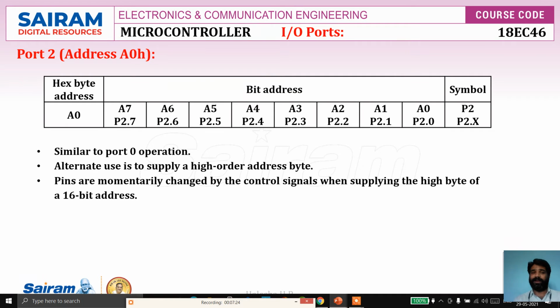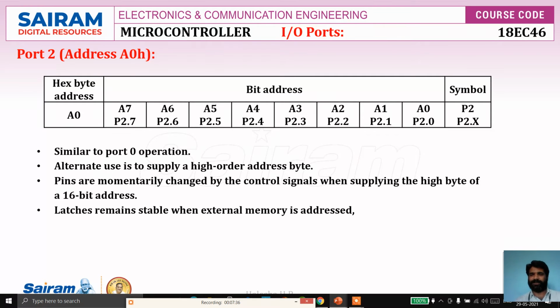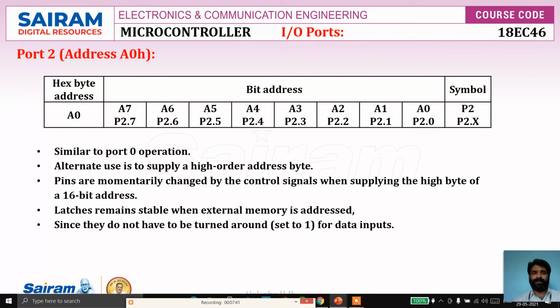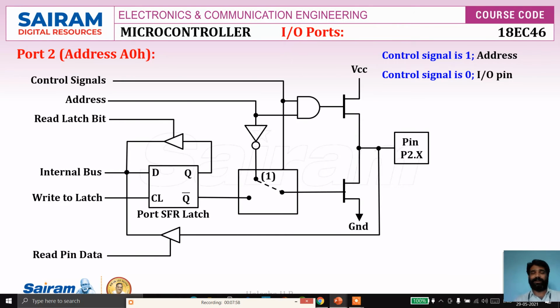So pins are momentarily changed by a control signal when supplying the high byte of address, and the latch remains stable when external memory is addressed. It need not be changed into bidirectional as in the case of port 0 when it is used as address pins, since they do not have to be turned around for data pins. Again it has an internal FET pull-up. One more difference between port 0 and port 2 is that port 0 doesn't have an internal pull-up FET, but port 2 has an internal FET. So this is the diagram.